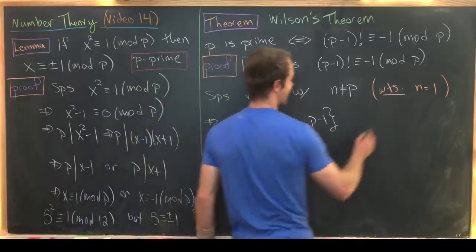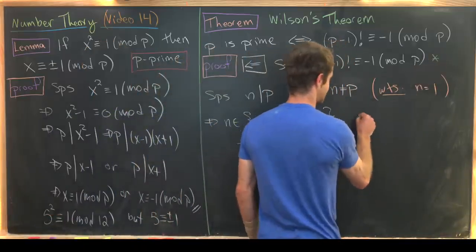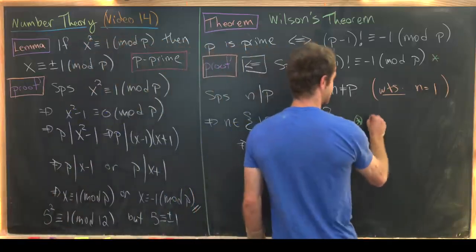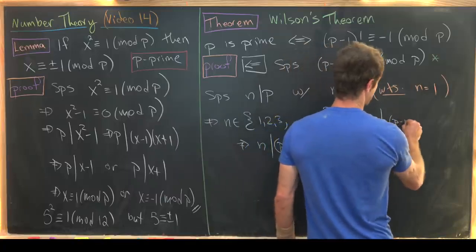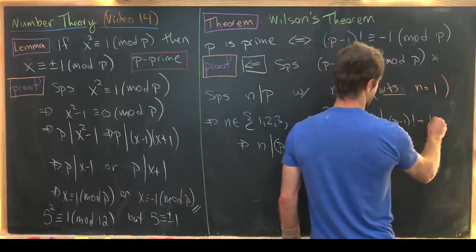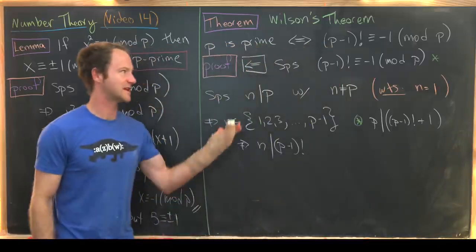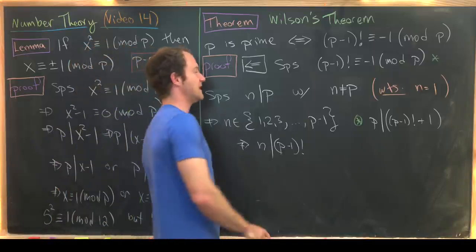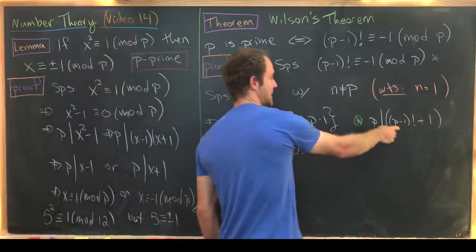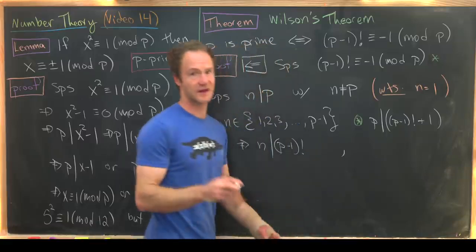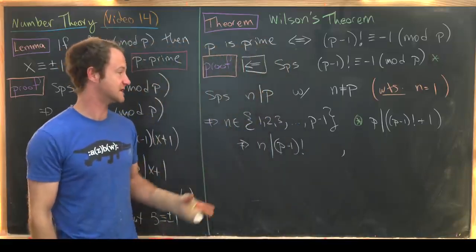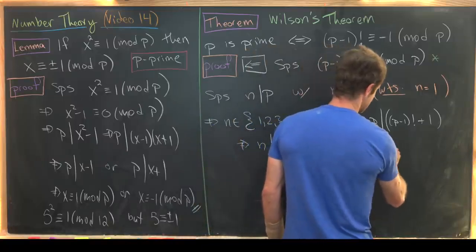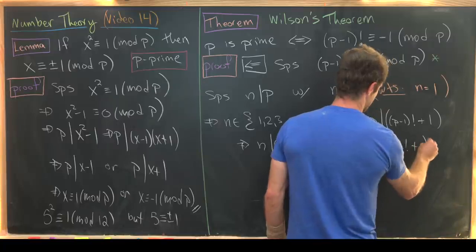But now let's next notice that our hypothesis up here, which I'll bring down with this green star, implies that p divides p minus 1 factorial plus 1. Again, that's just the definition of congruence modulo p. Okay, but then the fact that n divides p and p divides this, and we've got some sort of transitive property of divisibility, tells us that n actually divides this object. So p minus 1 factorial plus 1.